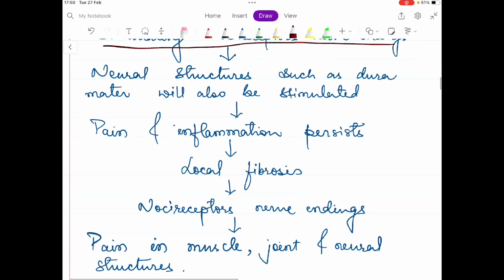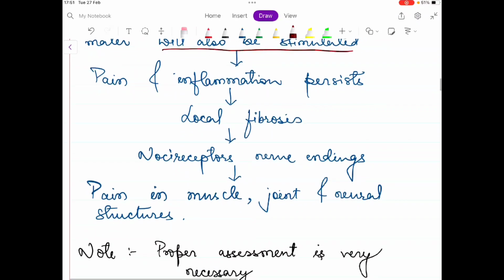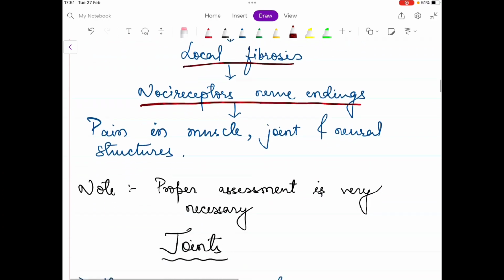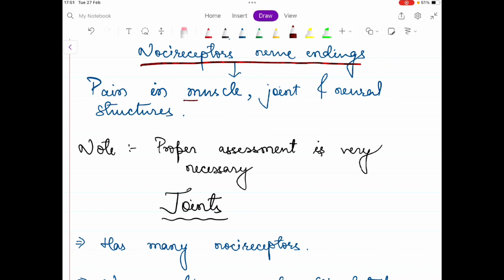If the case is severe, then neural structures such as your dura mater will also be stimulated. Then pain and inflammation will persist for a longer period of time, which will lead to local fibrosis. Then again the nociceptors will be stimulated and it will cause pain in muscle, joint and neural structures.